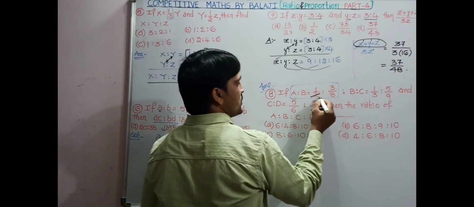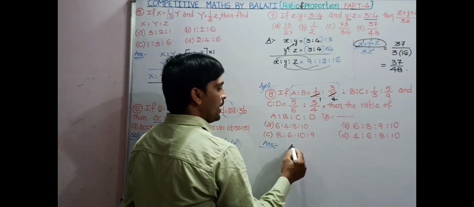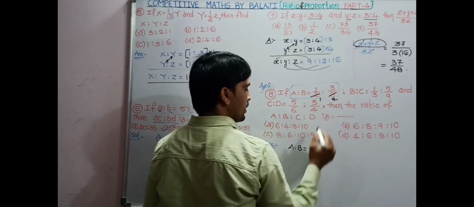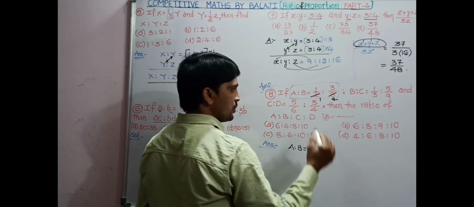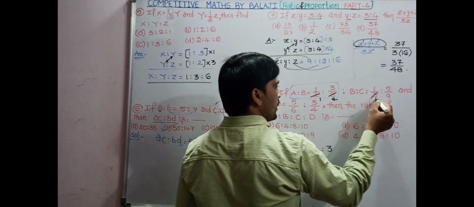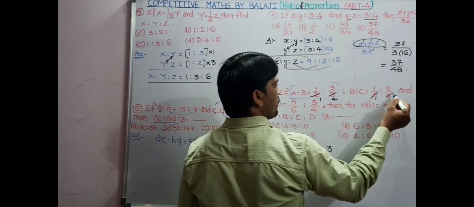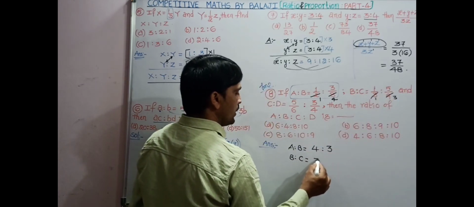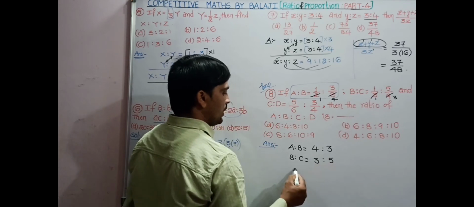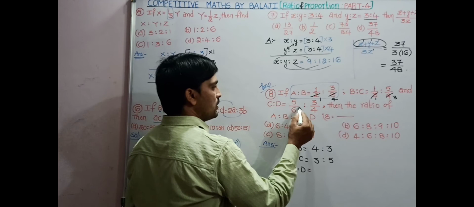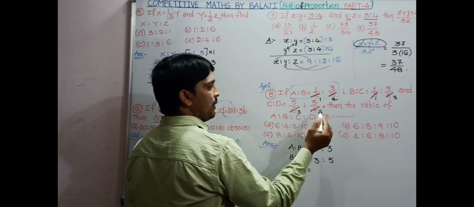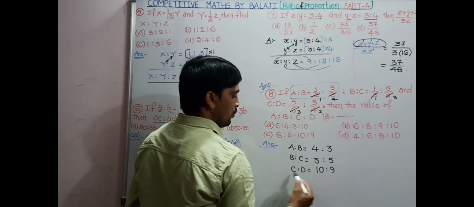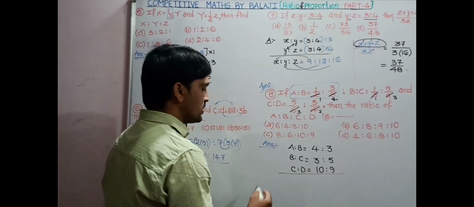Like this: 2 1s are 2, 4 2s are 8. So A is to B is equal to, by cross multiplication, 4 1s are 4, 1 3s are 3. So A is to B is 4 is to 3. Similarly, B is to C: 3 1s are 3, 3 3s are 9. By cross multiplication, 3 1s are 3, 1 5s are 5. B is to C is equal to 3 is to 5. Similarly, C is to D: 2 3s are 6, 2 2s are 4. By cross multiplication, 5 2s are 10, 3 3s are 9. So 10 is to 9.